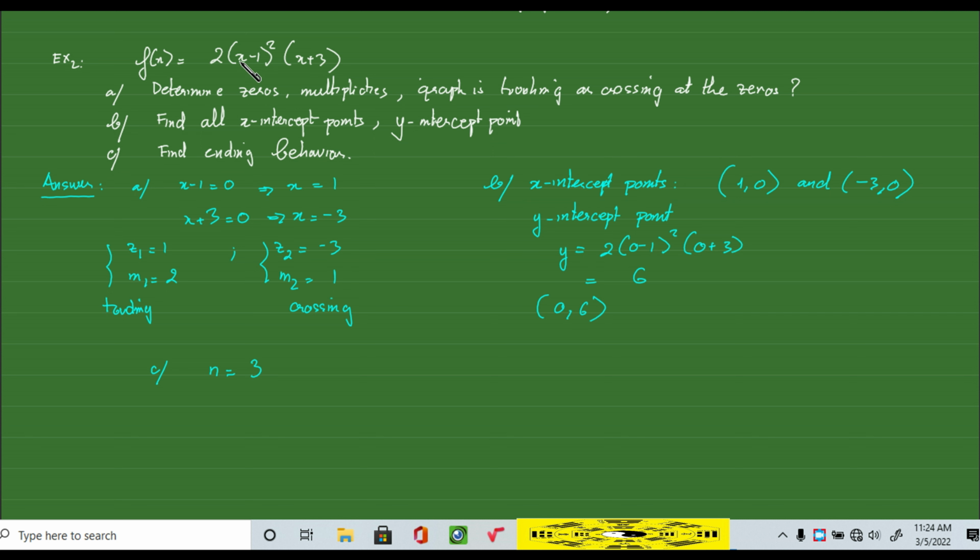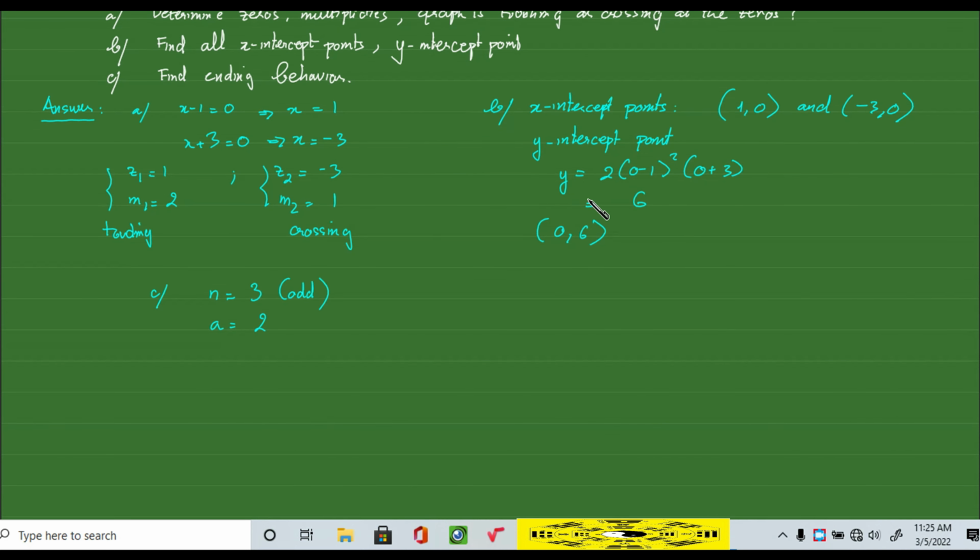How about when you distribute it? You distribute the a, the leading coefficient that is attached to the highest degree term, which is also 2 over here. So the leading coefficient in this case is also 2. So a is positive, n is odd, right? n is odd. So what are we going to have?